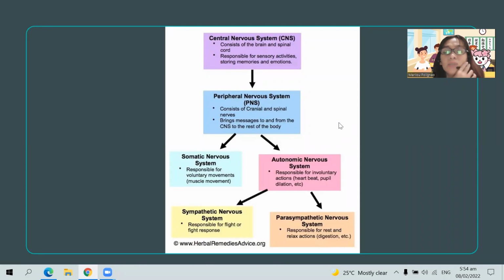So, about naman po sa ating nervous system, it consists of the brain and spinal cord. So, yan po yung kanina, yung peripheral nervous system, somatic nervous system, autonomic nervous system, sympathetic nervous, and parasympathetic. So, yan po yung 1, 2, 3, 4, 5, 6. Siya po yung nagpa-function ng ating parasympathetic and sympathetic nerves. So, yan po yung ating, tandaan po natin yung mga nervous system na yan. Okay?